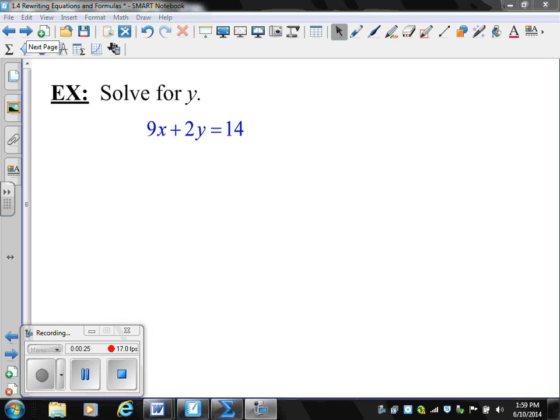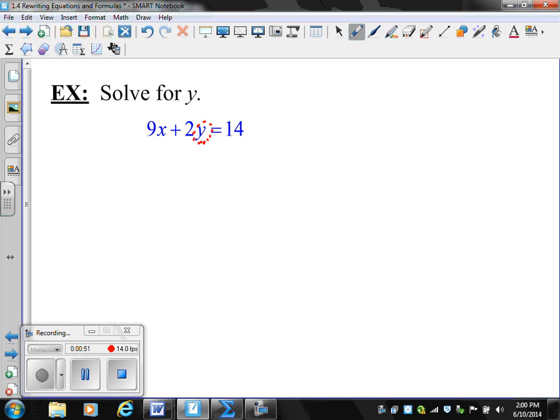So let's start off with a form that you should be familiar with. This is the general form for the equation of a line: 9x plus 2y equals 14. So I have my x and y on one side together, and I have a constant on the other side. I want to get y by itself. So here's the idea, and really this is kind of the idea throughout. That's what I want by itself. I want that variable y by itself. Everything else gets on the other side.